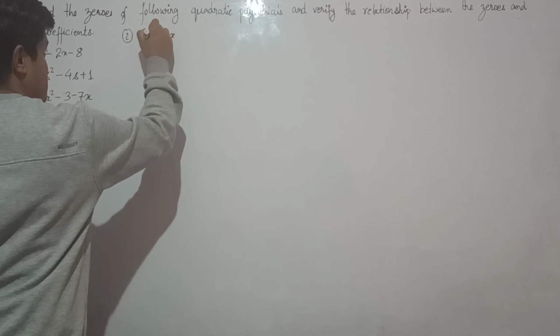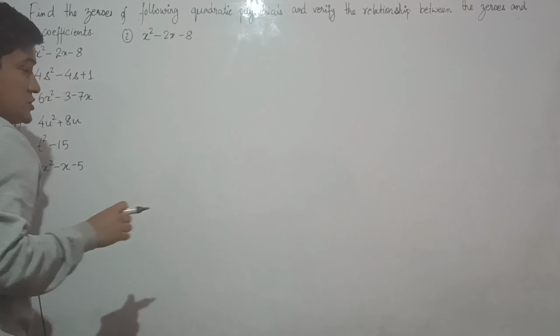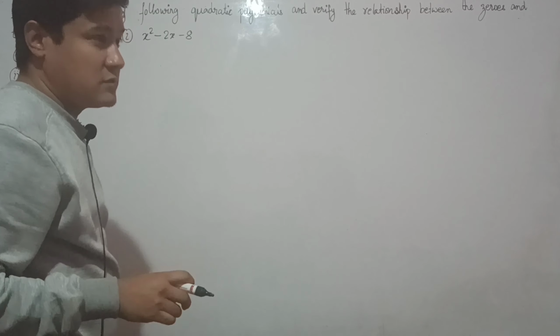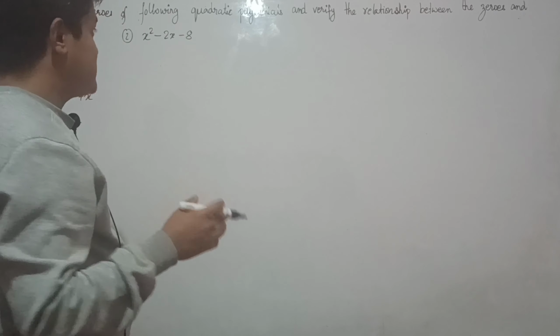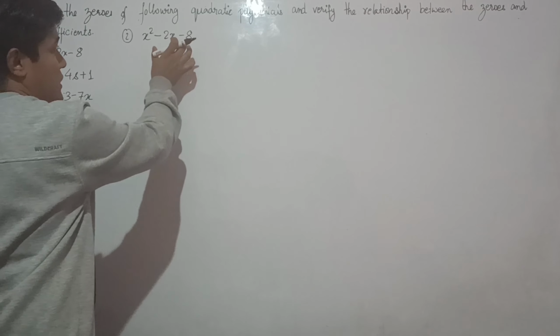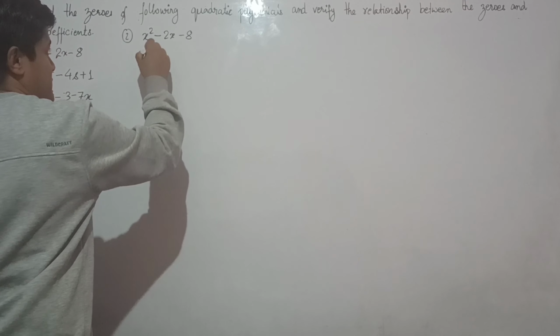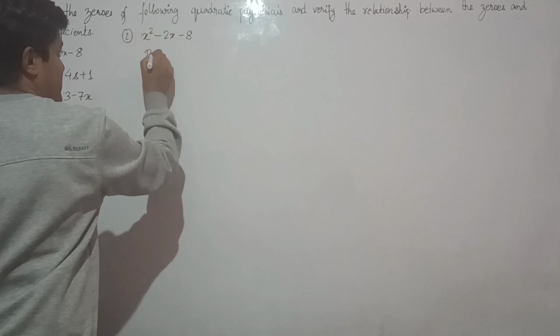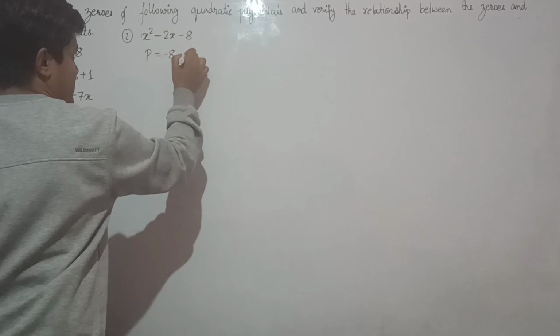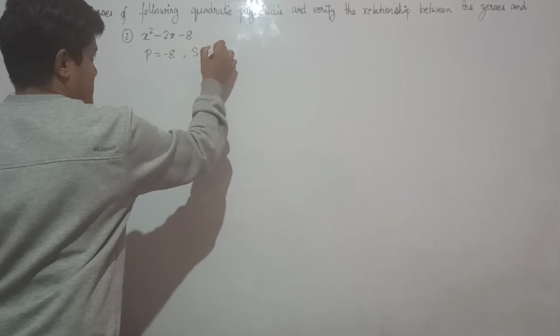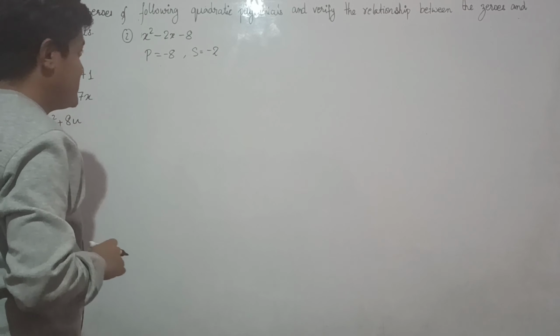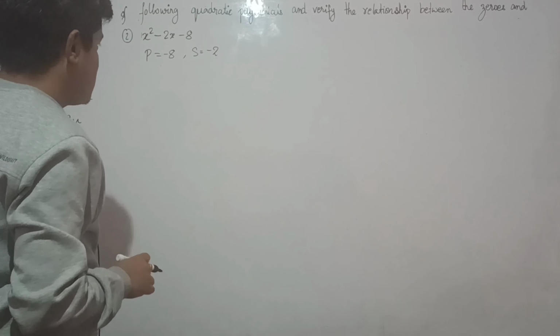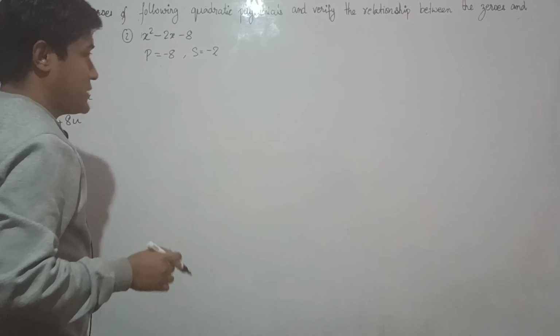Again, quadratic equation. So finding zeros means the value of x such that, when put in, the equation becomes 0. So by middle term break, again the product is minus 8 times 1, so minus 8, and the sum is here minus 2. Yes, two numbers which when multiplied give 8 and when added give minus 2.